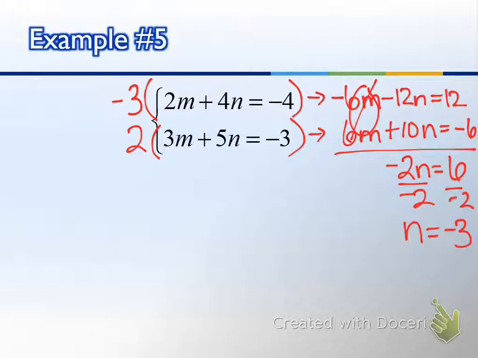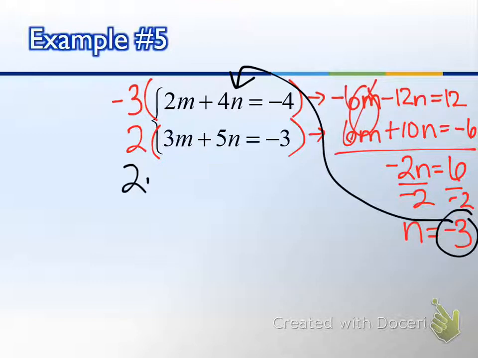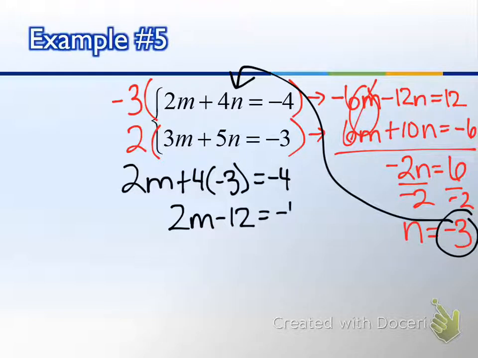Where do we want to plug it in? Top equation? Yep. We're going to take it all the way up into the top equation. Remember, you have options. You can use either of the originals or one of the transformed ones. So if we plug it in, we have 2m plus 4 times negative 3 equals negative 4. 4 times negative 3 is negative 12. So to get rid of it, we add 12.